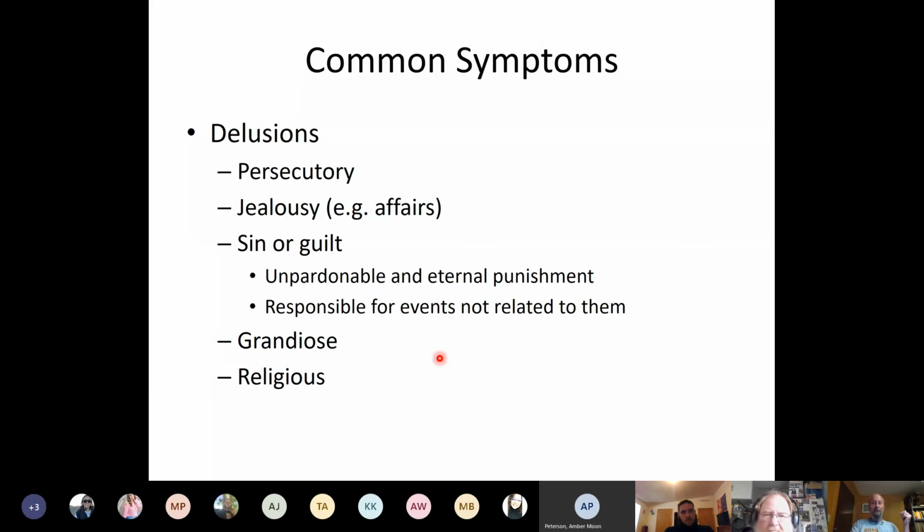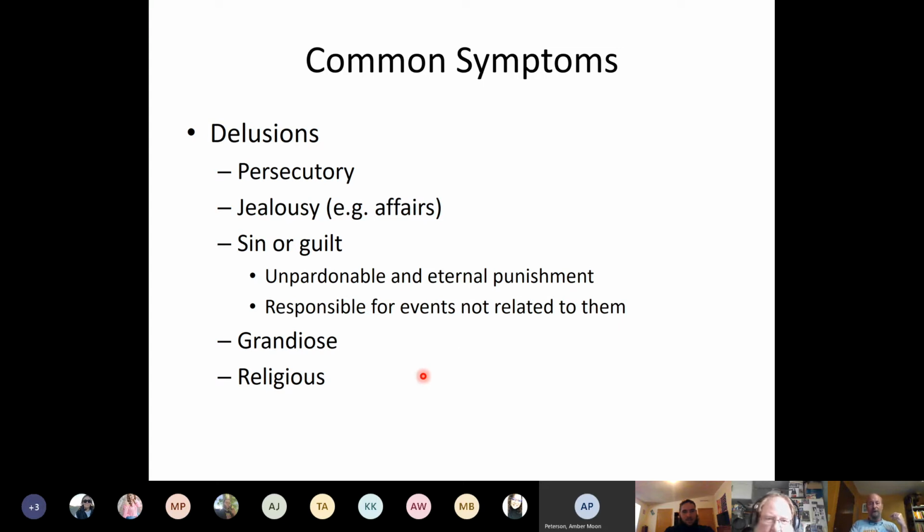Unpardonable internal punishment for some sin that you did. Maybe you stole something from a store as a child, and now you're psychotic about that. You can't get rid of it. Grandiose, responsible for events not related to them. It's kind of interesting. People have the feeling that they're the cause of 2020. Whoever is to blame for 2020 should really be medicated. But maybe they're causing the hurricanes, that somehow their thoughts are influencing the weather patterns in the Caribbean.